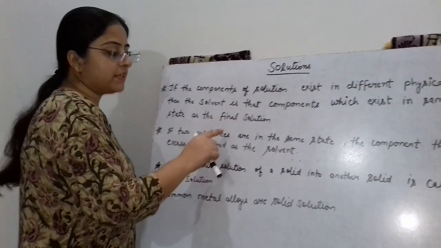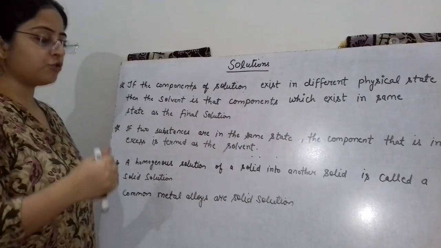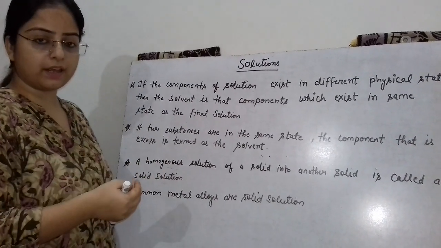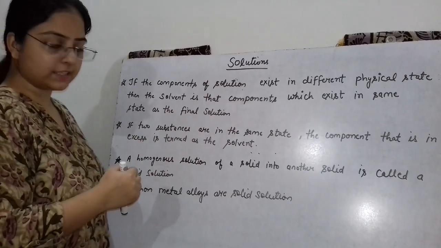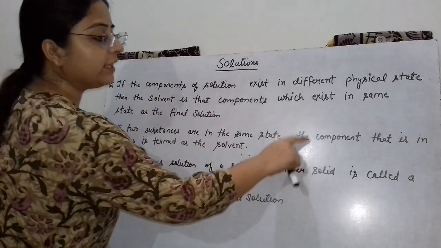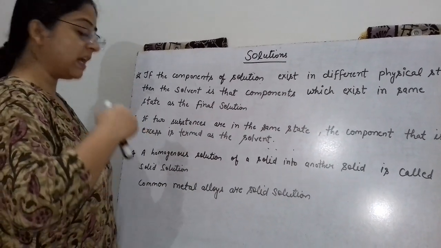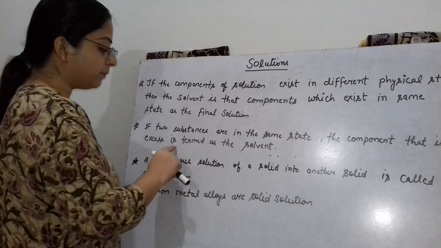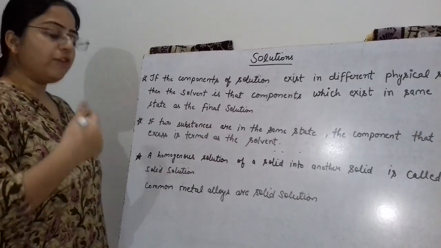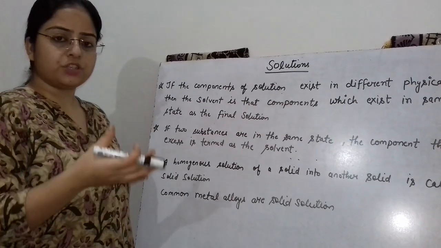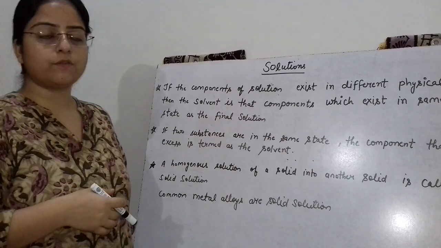But if two substances are in the same state, लेकिन अगर दो सब्सटेंसेस जो कि कंबाइन करके एक सॉल्यूशन बना रहे हैं उन दोनों सब्सटेंसेस की जो स्टेट है वो सेम है, they are in the same physical state, then the component that is in excess, तो फिर वो कंपोनेंट जिसकी मात्रा ज्यादा होगी, that component is termed as the सॉल्वेंट.